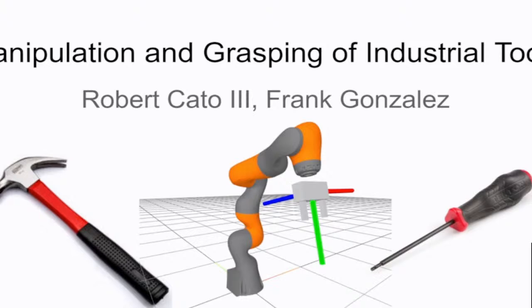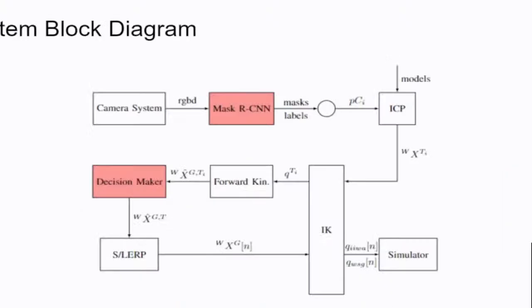For this project, we simulated a KUKA iiwa 7 arm with a generic WSG gripper and two tools, a hammer and a screwdriver, to demonstrate the capabilities of our project. This block diagram shows the overall robotic system we implemented, with the two red boxes indicating modules that were not fully integrated. For this project, we developed a stack using Mask R-CNN and ICP for pose estimation, and an inverse kinematic solver for state determination.